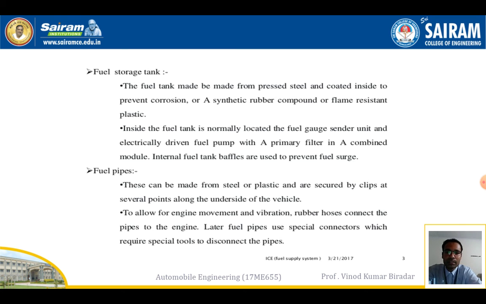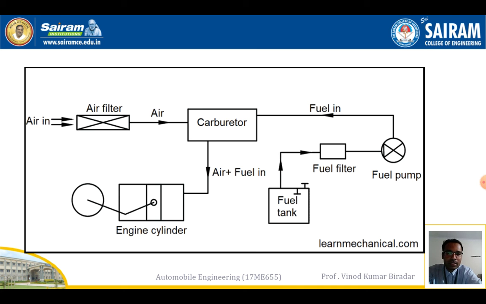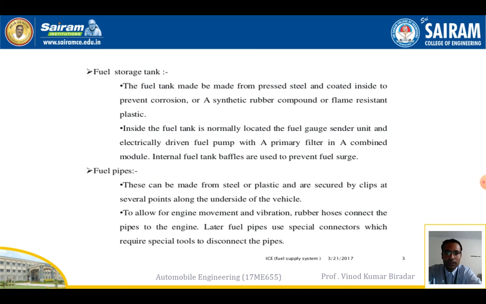Inside the fuel tank are normally located the fuel gauge, sender unit and an electrically driven fuel pump within a primary filter. The second one is fuel pipes. These are made from steel or plastic and are secured very tightly with the help of clips, and they allow for engine movement and vibration. Rubber hoses connect the pipes to the engine. Fuel pumps have special connectors which require special tools to disconnect the pipes.